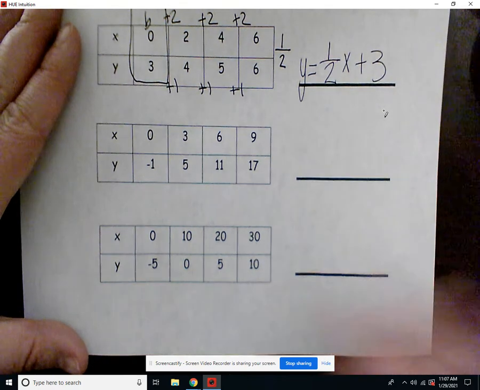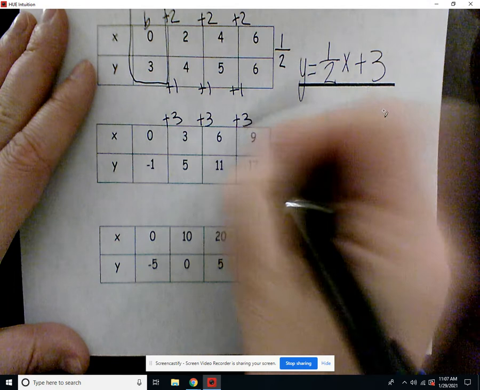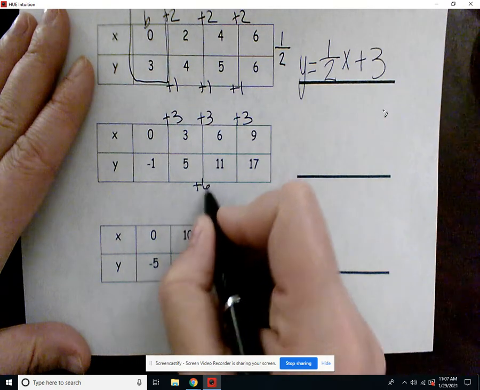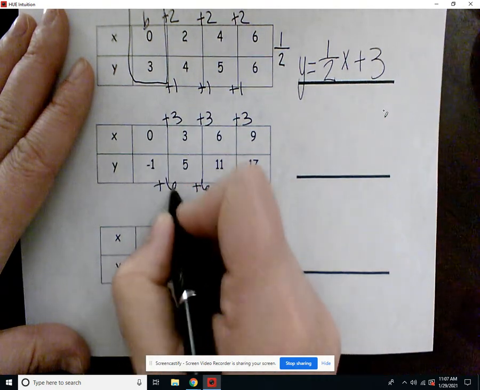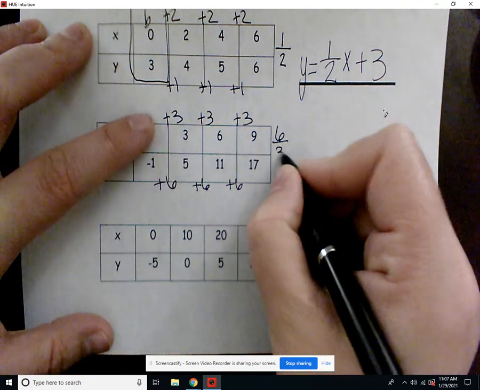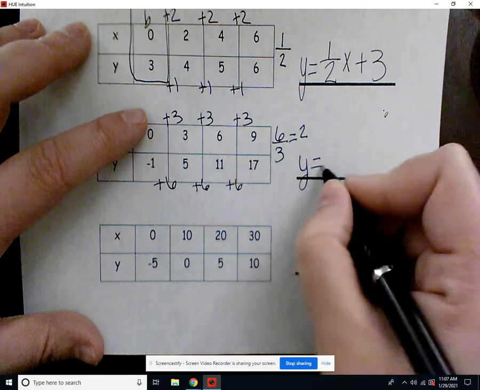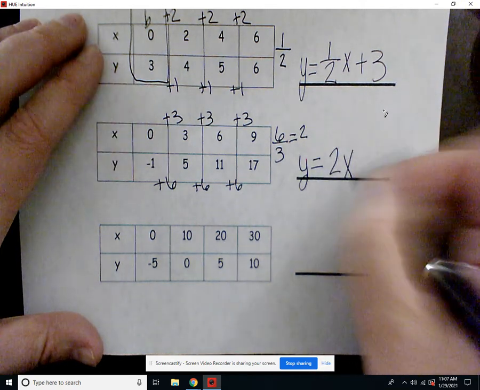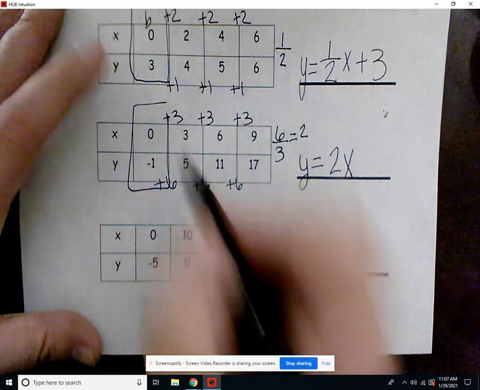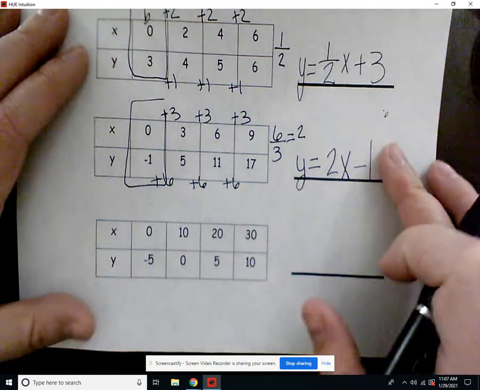All right, the next one. We're counting by 3's for our x's, and our y's are counting by 6's. So we take our change in y over our change in x. 6 over 3 is 2. So we have y equals 2x. And then when x is 0, the y is our b.